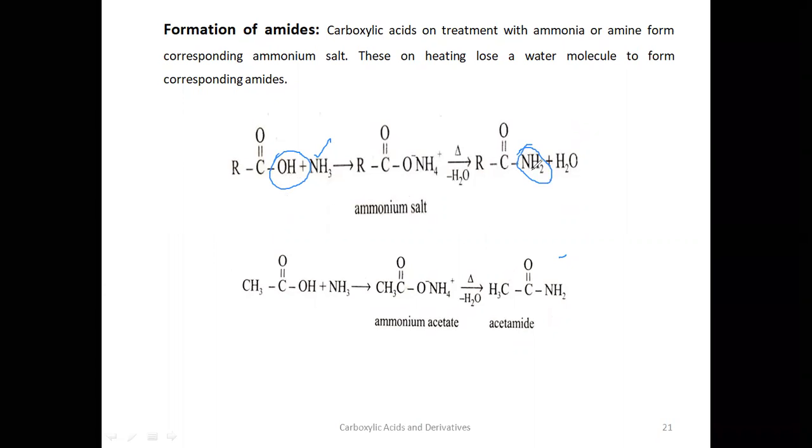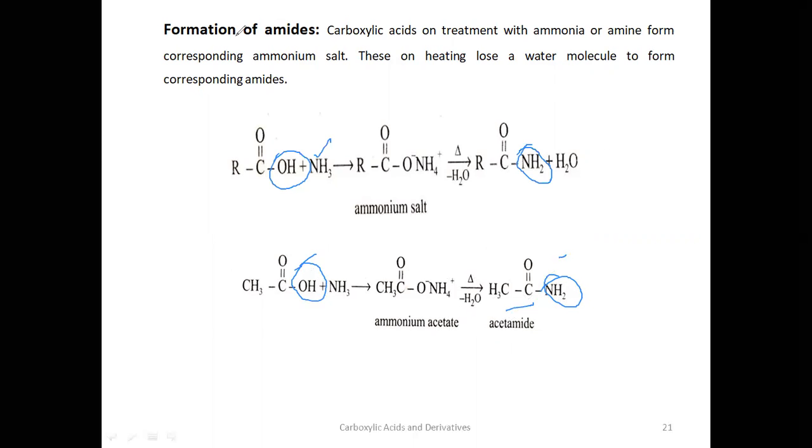So this is an example here, acetic acid. When ammonia is added to acetic acid, this OH is eliminated. First, there is a formation of ammonium acetate, O minus NH4 plus. When we heat this, the amide is acetamide. This is forming from acetic acid, therefore acetic amide group, acetamide. The name of this product is acetamide.